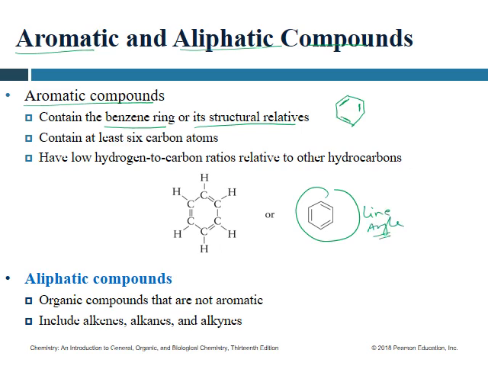But if we actually have to see the carbon and hydrogen on this structure, you have 6 carbons, 1, 2, 3, 4, 5, 6, and if you look carefully, you have alternate double and single bonds, right? And then an aromatic compound has a low hydrogen to carbon ratio, meaning it has less hydrogen compared to the other hydrocarbons.